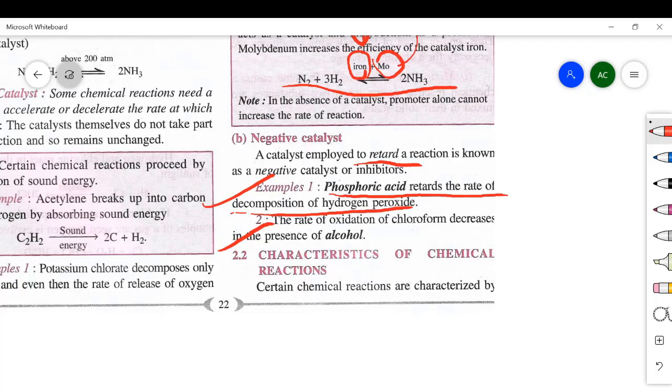Then oxidation of chloroform is decreased in the presence of alcohol. Alcohol decreases the oxidation of chloroform. Okay, so these are the two examples of negative catalyst.